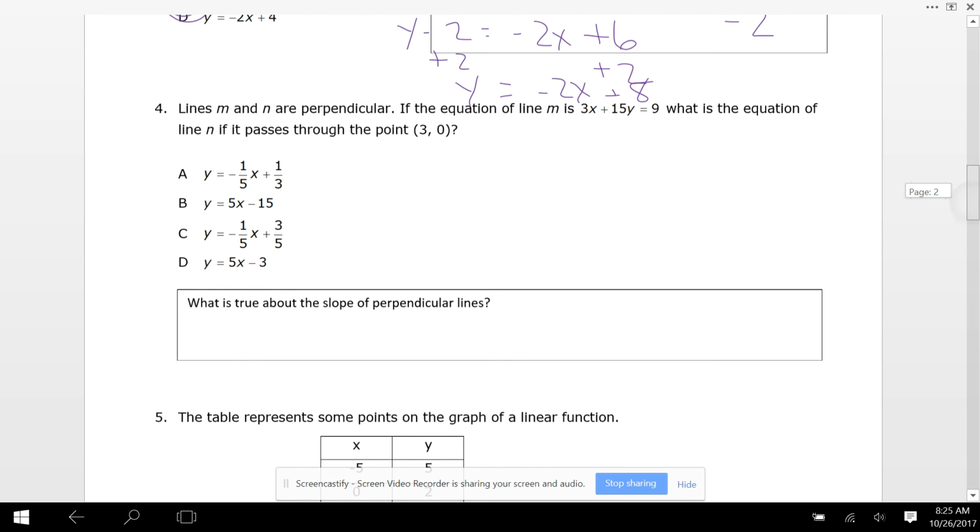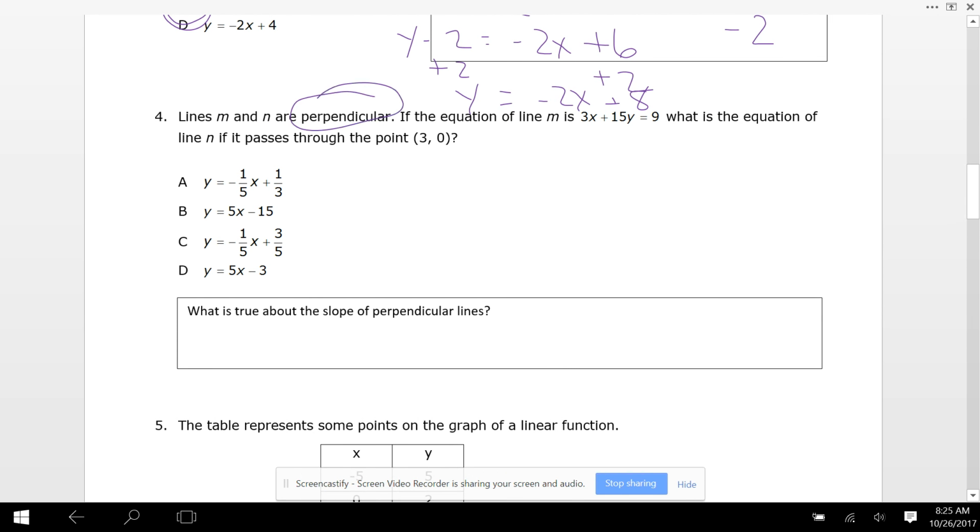Okay, so now I have two lines that are perpendicular. Here's one equation. I want the equation of the other line. So the first thing I'm going to do up here is find the slope. If you remember, the slope is negative A over B, which is negative 3 over 15, which is negative 1/5.